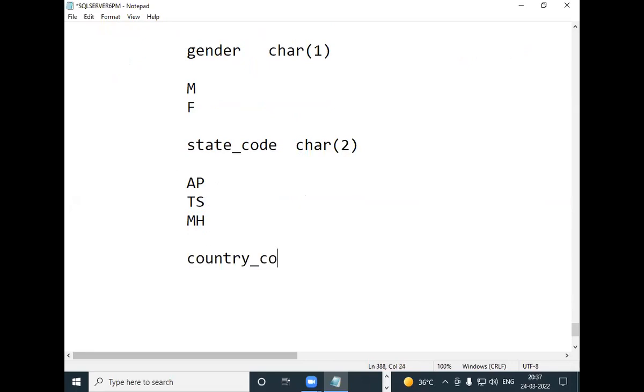Another example, country code. Country code is char of 3. Country code is also an example for fixed length: IND, USA. Allocated is 3 bytes, and country code always contains 3 characters. There is no memory wastage. So these are all examples for fixed length. Char is recommended for fixed length. Char is not recommended for variable length.